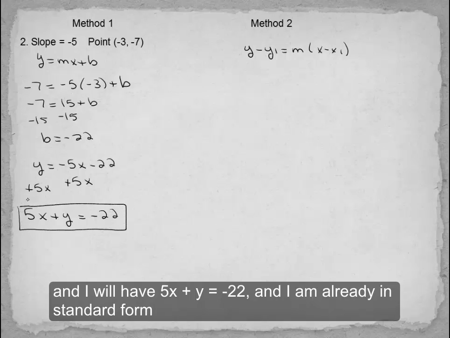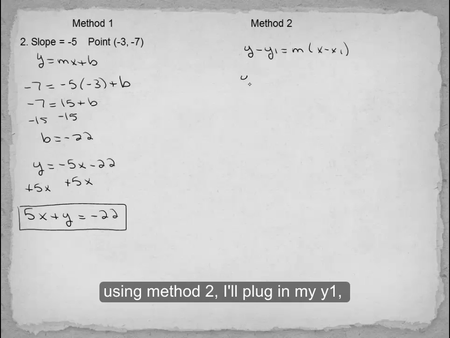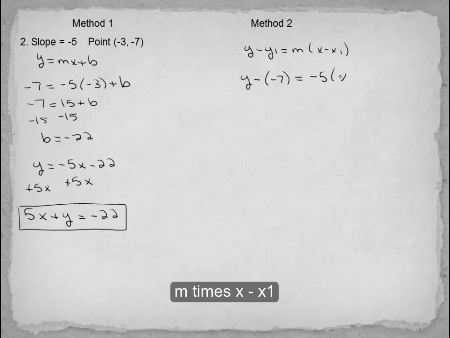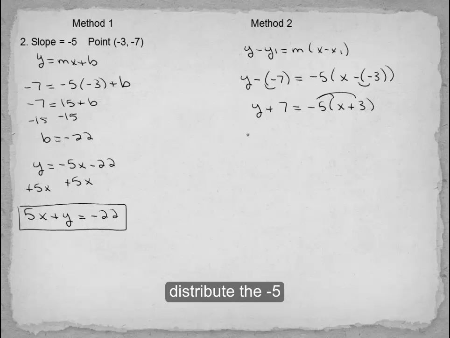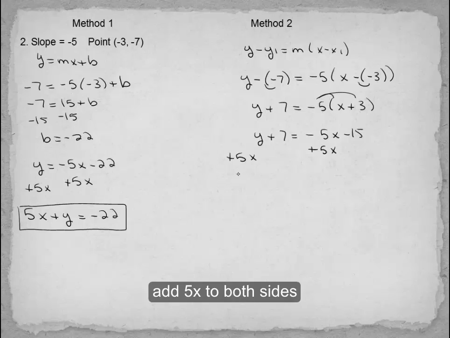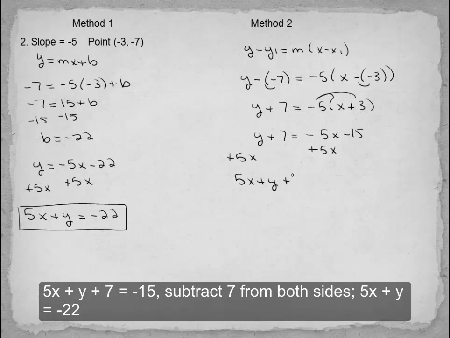already in standard form. Using method 2, I'll plug in my y1, m times x minus x1. Remember that these guys are happy, so they're positive. Distribute the negative 5. Add 5x to both sides. 5x plus y plus 7 is equal to negative 15. Subtract 7 from both sides. 5x plus y is equal to negative 22.